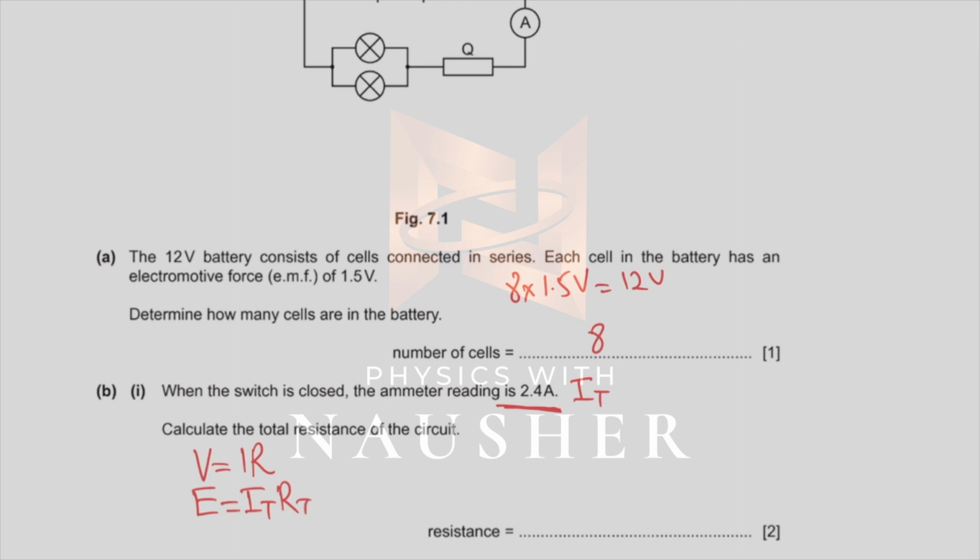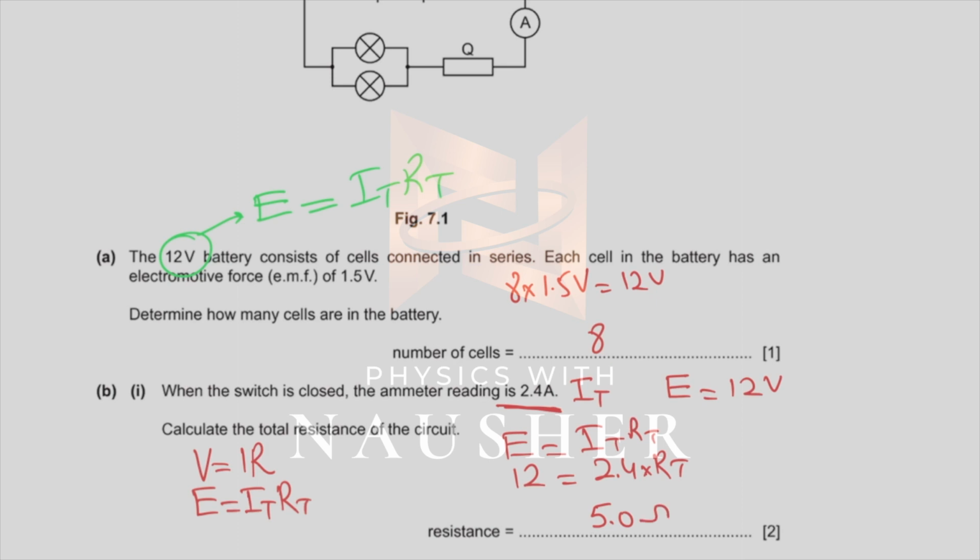जब भी आपको cell का EMF given होगा, and you want to find out the current or the resistance, remember whenever you have EMF, you have no option but to use the formula EMF = I total R total, no matter what the question says. Now 12 volt is the EMF because this is the battery voltage. So they're asking you to calculate the total resistance, and we know that the total current is 2.4, so we use EMF as 12 volts and the formula EMF = I_T R_T. Now we'll put 12 equals 2.4 into the total resistance of the whole circuit, and the total resistance turns out to be 12 divided by 2.4, which is 5.0 ohms.